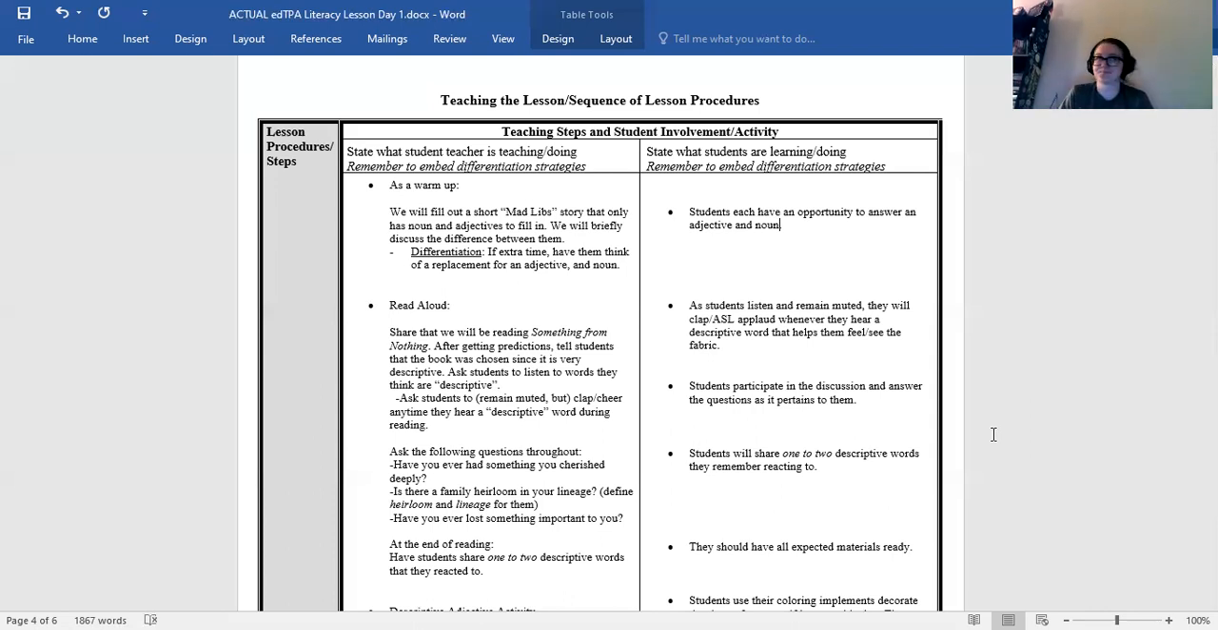So if I read, let me go to a random page, just give me a descriptive word. If I read, it's shrunken, it's small, it doesn't fit you at all. That's ideal. So if I say it's shrunken, they go, or and it's small. Ideally, they're gonna be on mute. So as students listen and remain muted, they will clap or ASL applaud, whatever, whenever they hear a descriptive word that helps them feel or see the fabric.